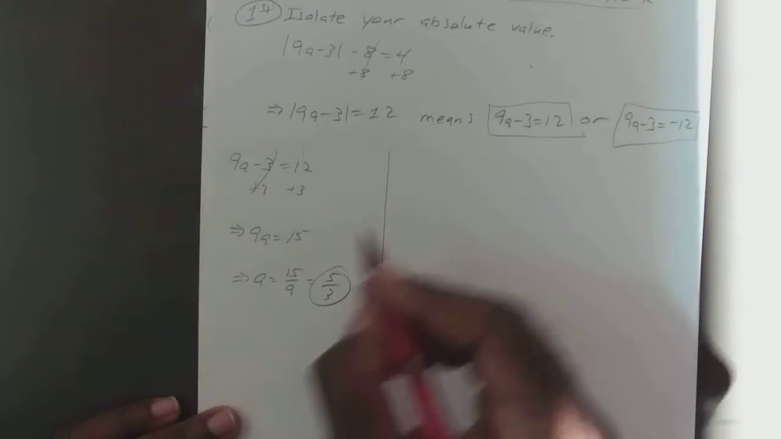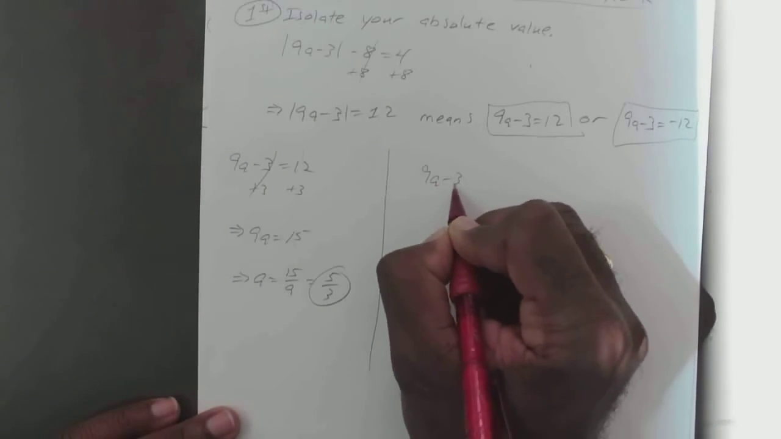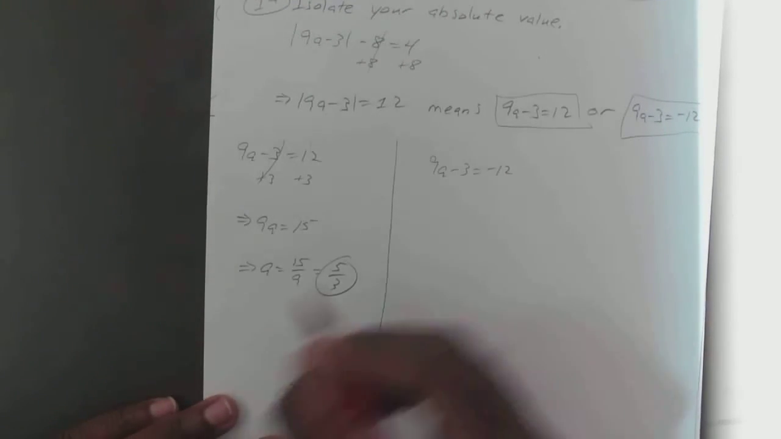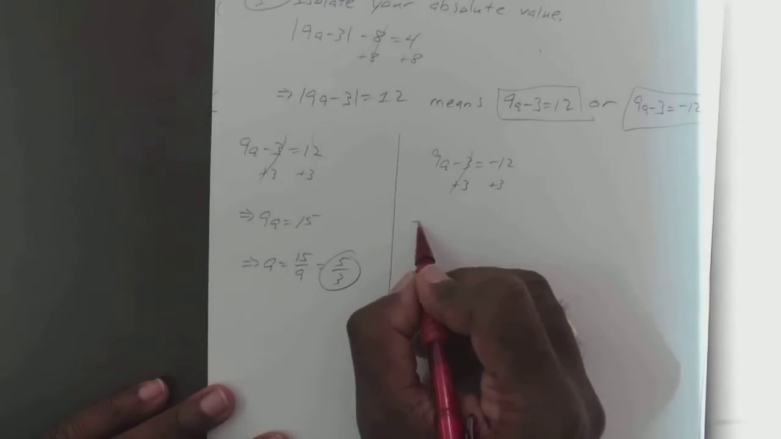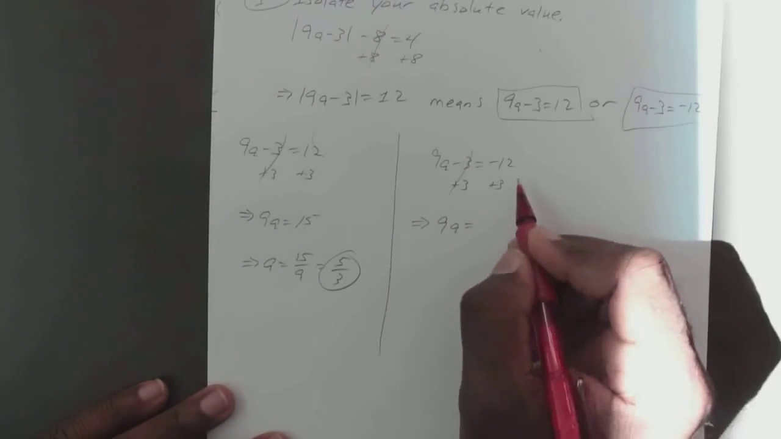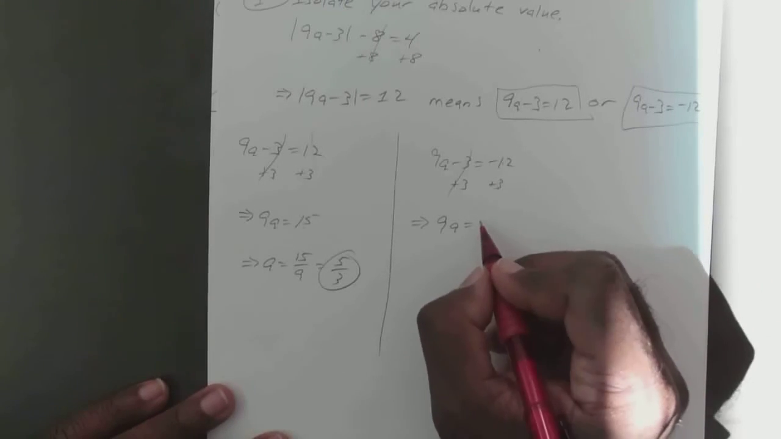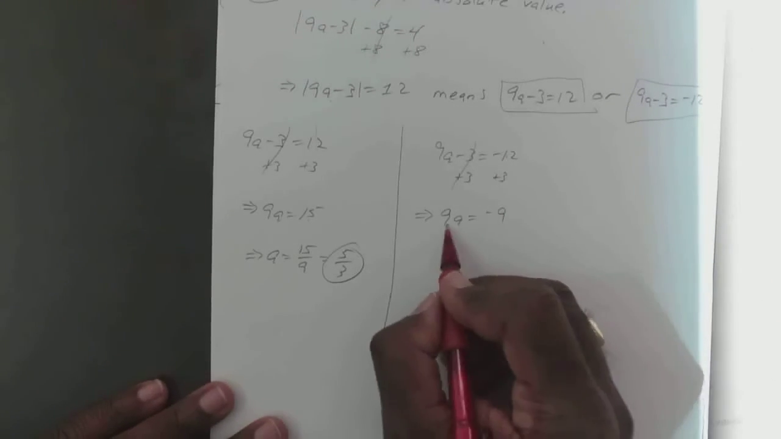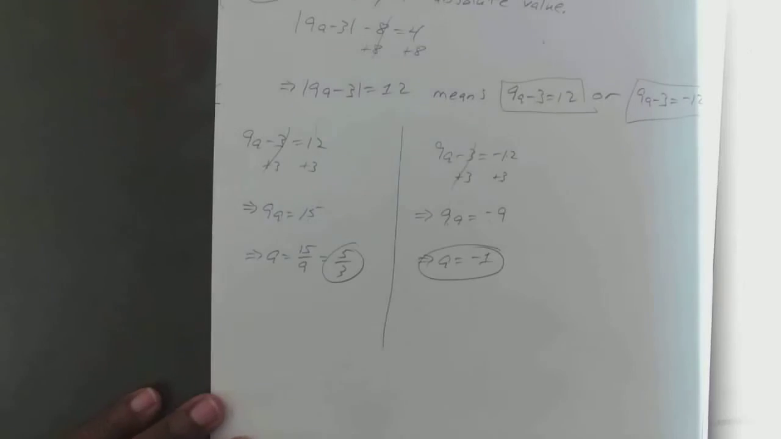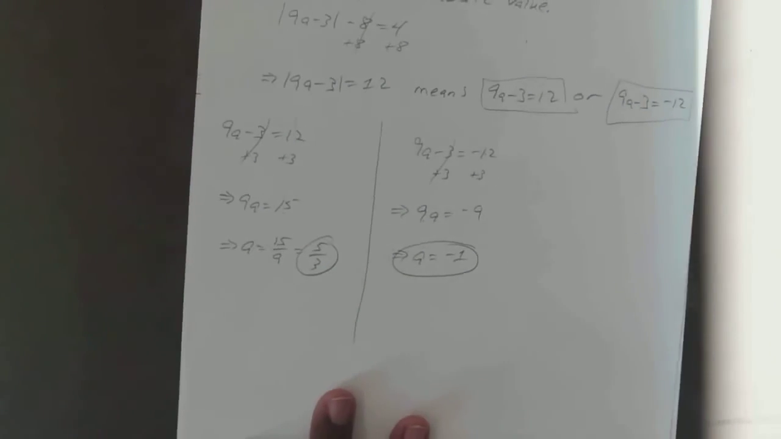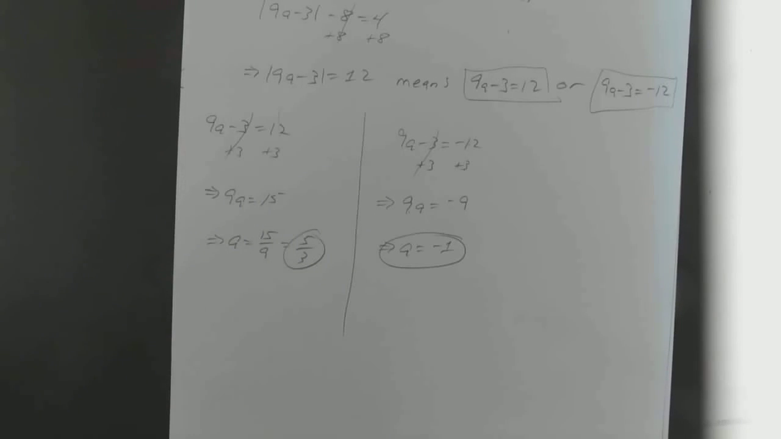Now solve the next one. 9a minus 3 equals negative 12. Add 3 to both sides. Those cancel out. You have 9a equals negative 12 plus 3, negative 9. Divide both sides by 9. A equals negative 1. All right, any questions on that one? Might as well put that down here.